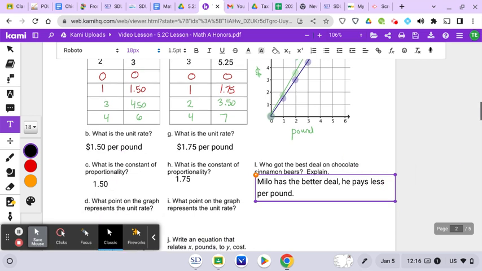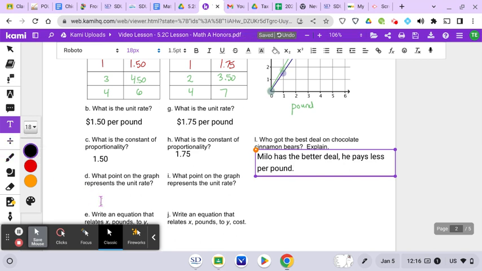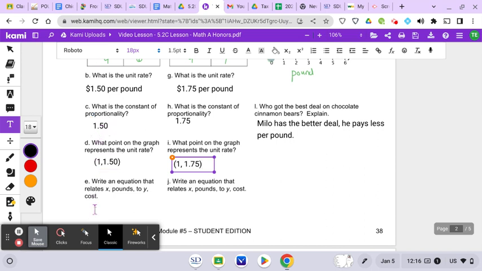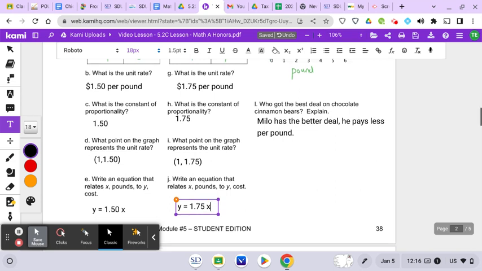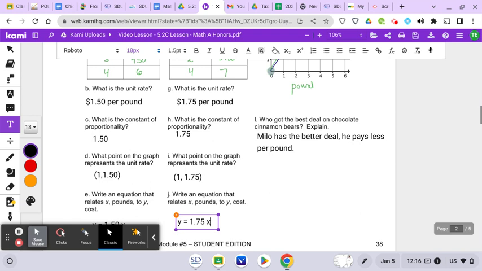Okay, again on our graph, it's when our independent value is 1. So 1, 1.50. This one goes through 1, 1.75. This unit has a lot of repetition in it. For the equation, we take that constant of proportionality. So y is equal to 1.50 times x. Over here, we have y equals $1.75 times x. Okay, hit pause, catch up.